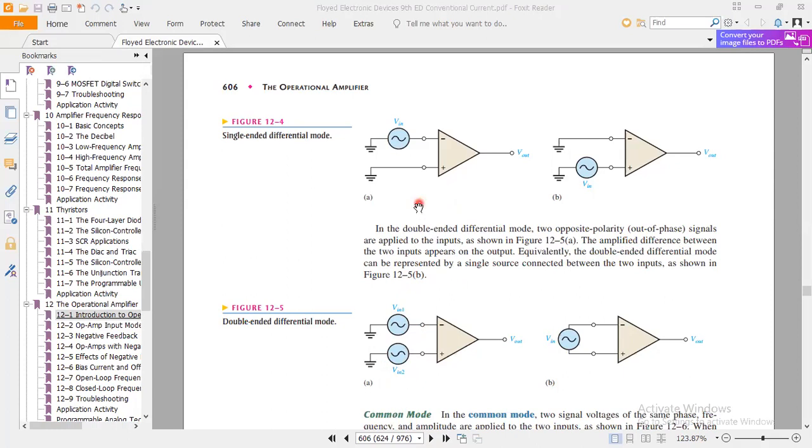So a single-ended mode should be one input be ground and the first category should be provided to get the output. Similarly, the same scenario can be fulfilled by the non-inverting input and we can get the output here.